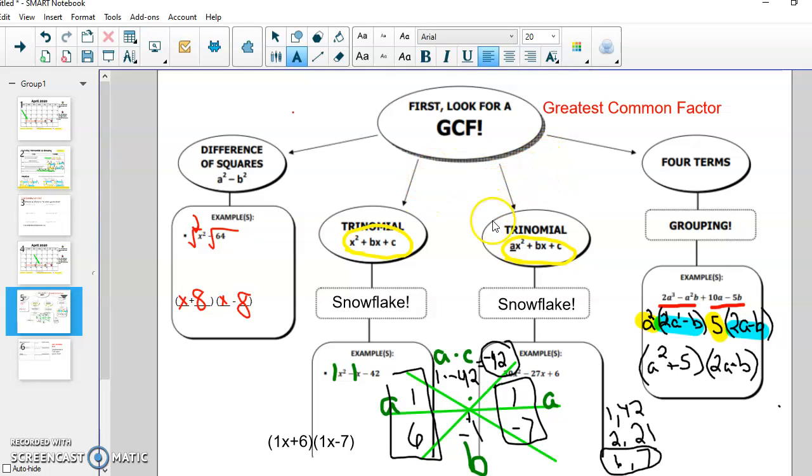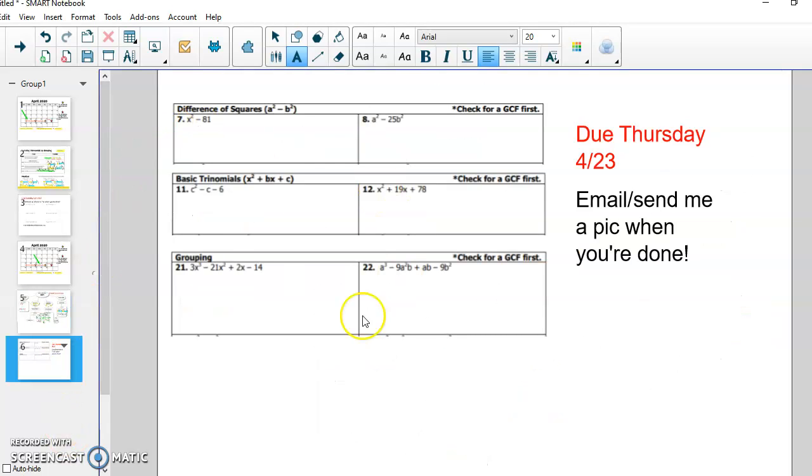So let's take a little sneak preview at what our assignment is for this week. You are going to be using all of these different methods that we just reviewed in order to solve and just kind of refresh our brain on what we've been looking at. So the first two problems ask you to think about that difference of squares, making sure to take the square root of all the parts. The next two problems are a look at that basic trinomial. Because we have three terms, we know we can use that snowflake method. And our last two problems are going to ask us to solve by grouping, okay?